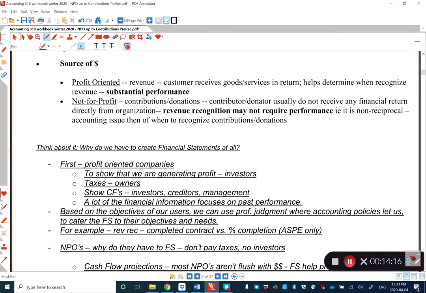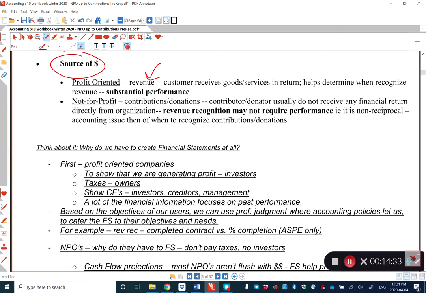Now let's think about the sources of money. Where, if you're a profit-oriented enterprise, do you get money from, and what's the difference for a not-for-profit? Well, profit-oriented enterprises receive money via selling goods or services, right?